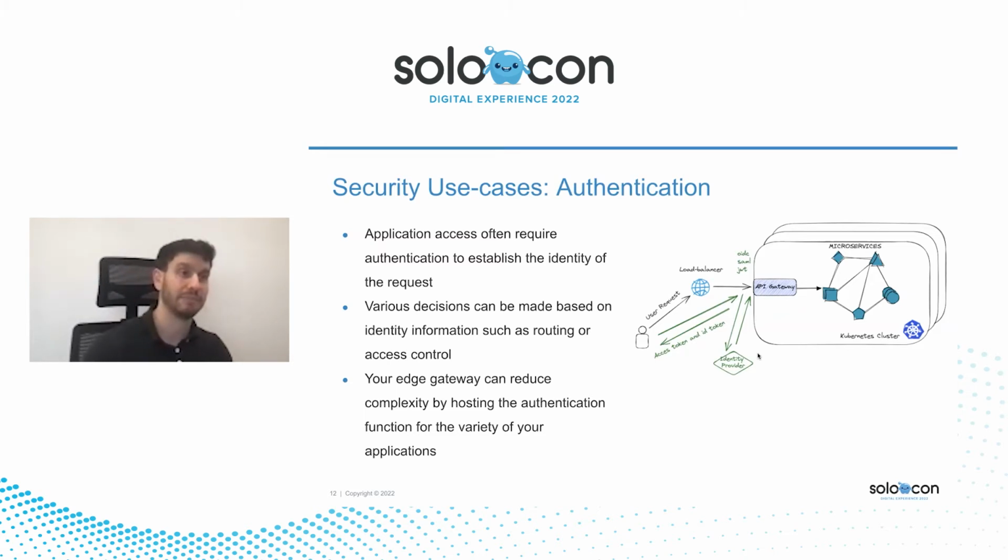Your gateway can offload those authentication capabilities that otherwise would have needed to be implemented in your application code. Your gateway should also support different types of authentication methods that are required by your business units. Common examples might include OIDC, SAML, JWT, and it needs to support different backend identity providers.